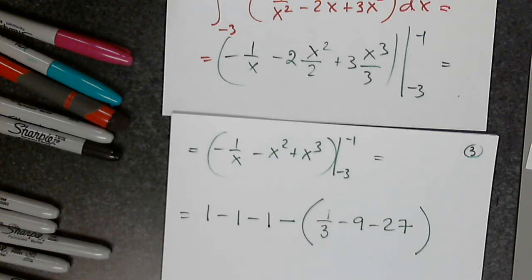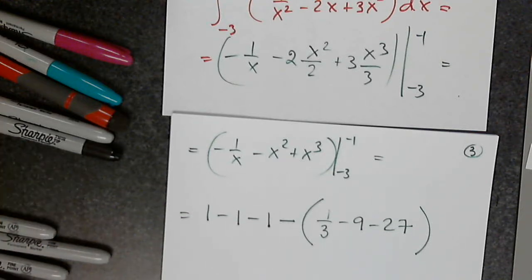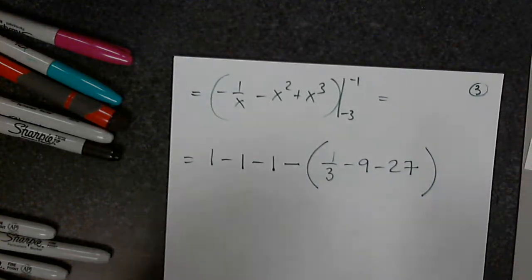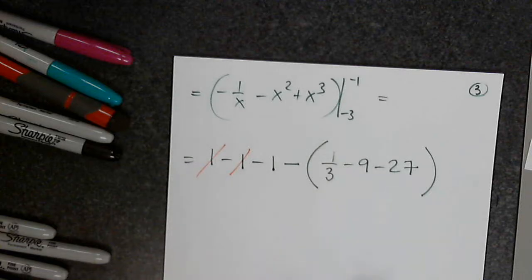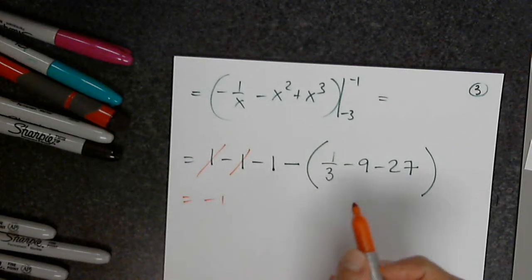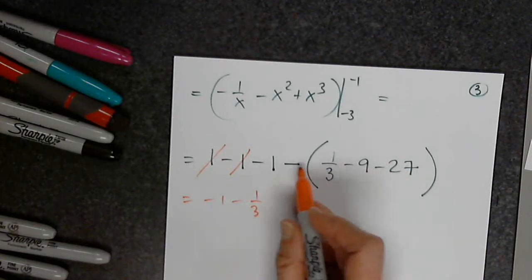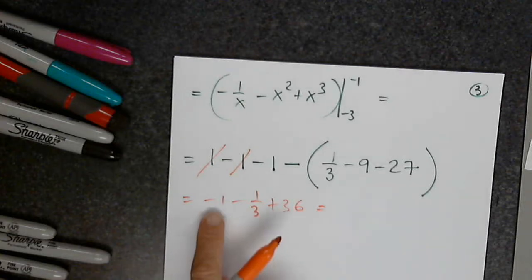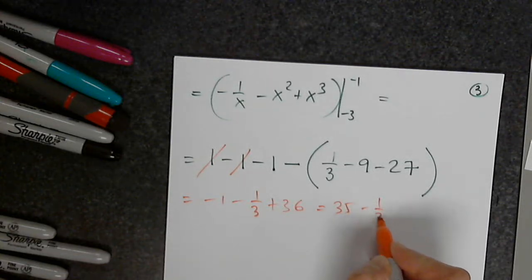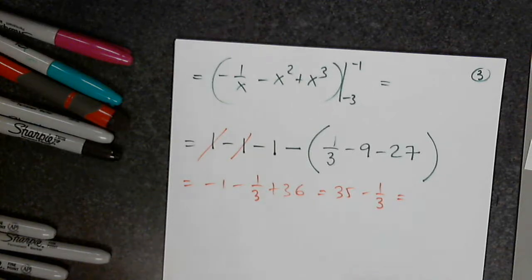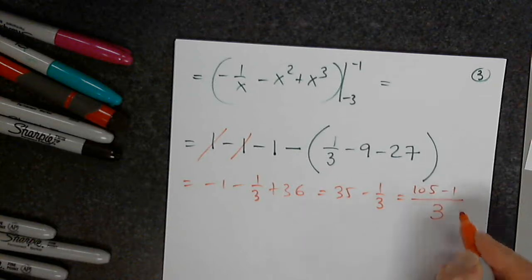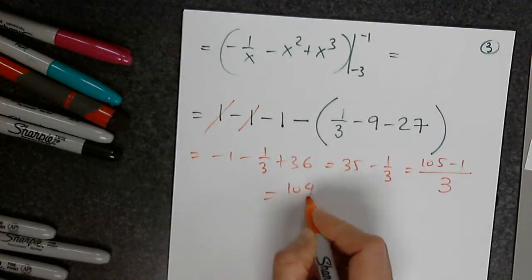Any questions before we continue? Is this okay? Now I have to perform the calculations and simplify as much as possible. Well, these two go away. And then I have the negative 1 minus 1/3. And this is 36 because I have minus and minus. So plus 36. 36 minus 1 is 35 minus 1/3. Least common denominator 3. 105 minus 1. 104 over 3.